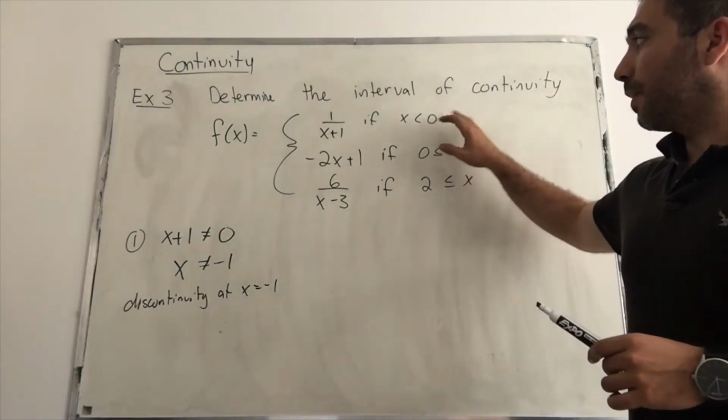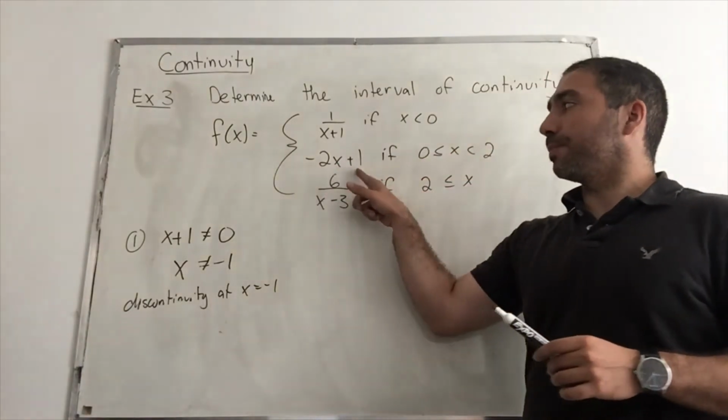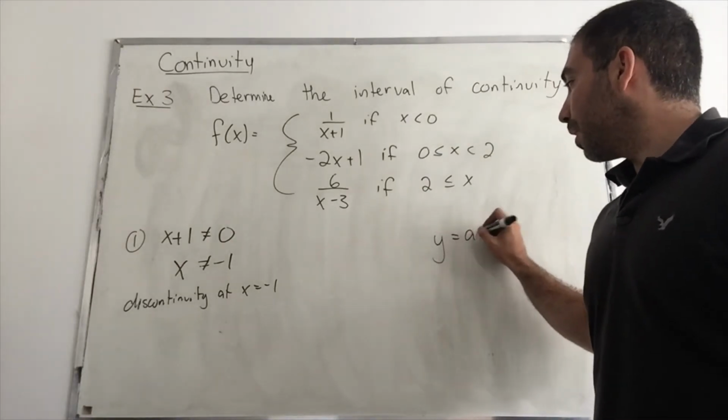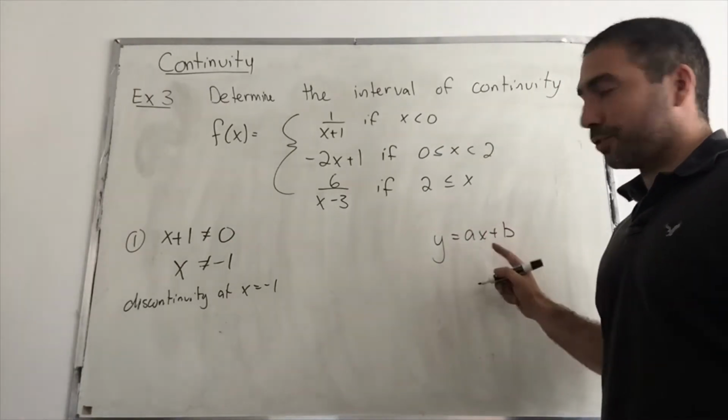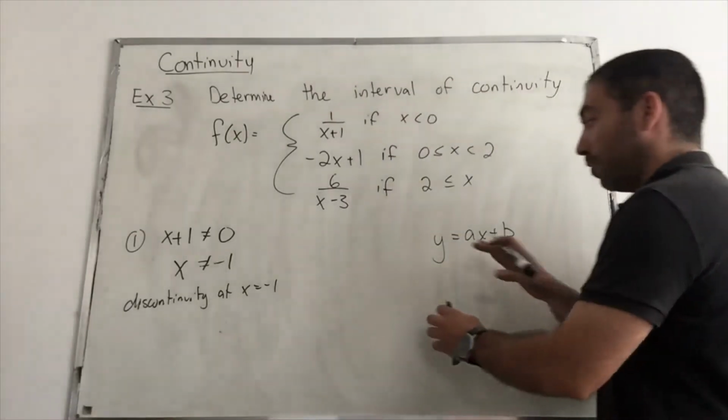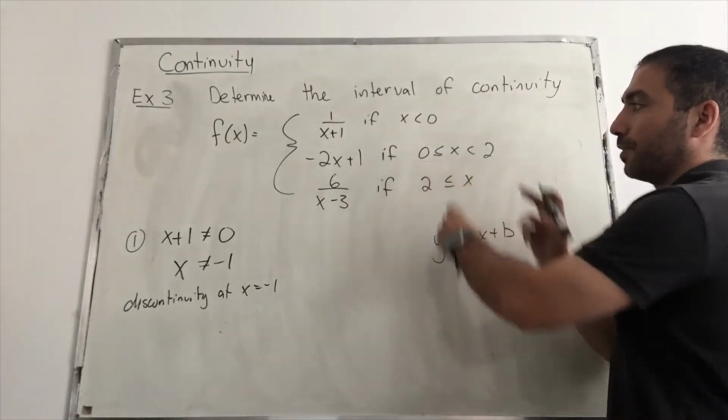Next, the function that we have here is negative 2x plus 1. So y equals negative 2x plus 1 is of the form y equals ax plus b. We know that these functions are straight lines. So straight lines are continuous, so there's no issue with the function itself on the domain from 0 to 2.